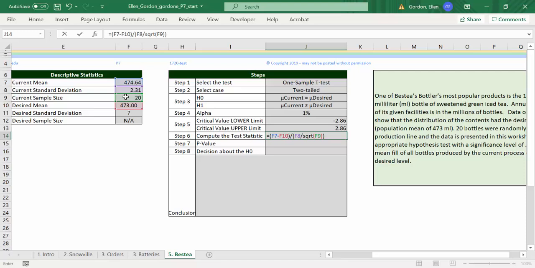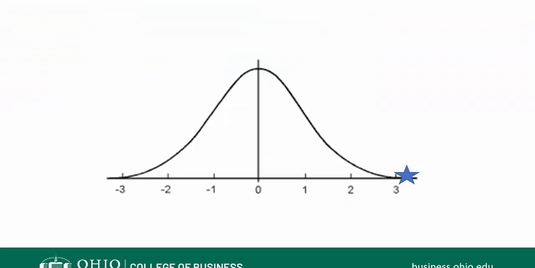This is the same or very similar to the test statistic for the one sample Z. The only difference is we're using the sample standard deviation instead of the population standard deviation because we don't know the population standard deviation. The star denotes where our sample mean or our test statistic falls on the standard normal distribution.